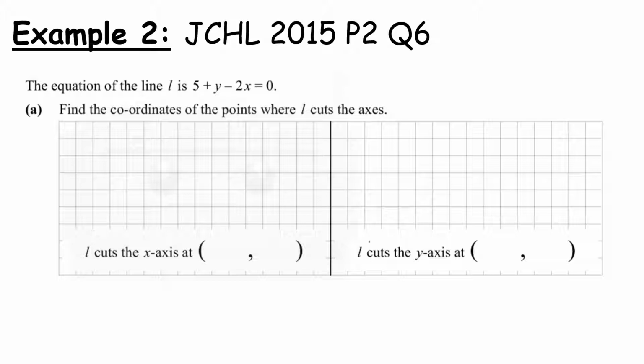So x-axis, we let y equal 0. So what we do is we do 5 plus 0 minus 2x equals 0. Subtract a 5 from both sides. Minus 2x is minus 5. So x is equal to minus 5 over 2.